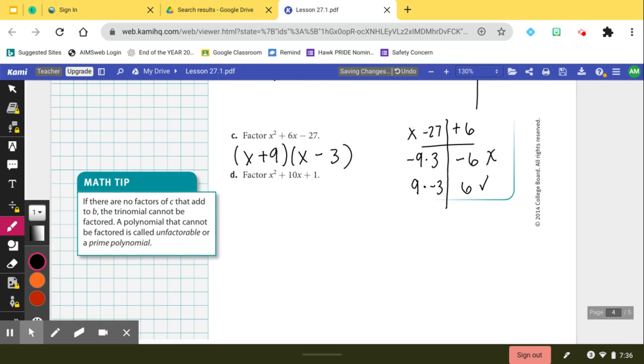All right, let's do D. So again, we're looking for two numbers that multiply together to be 1 and add together to be 10. Well, I'm just thinking of factors of 1. It's 1 times 1. That adds together to be 2. There are no other factors of 1. So since I don't have a number that multiplies together to be c but adds together to be b, this is unfactorable, or it's also called a prime polynomial. So this is a prime polynomial. We cannot factor it in this way. Let me know if you have any questions.